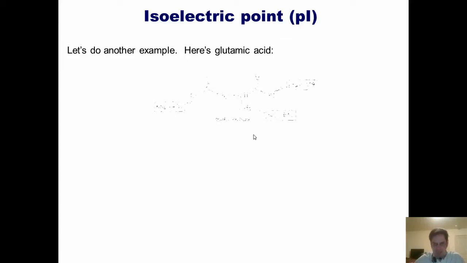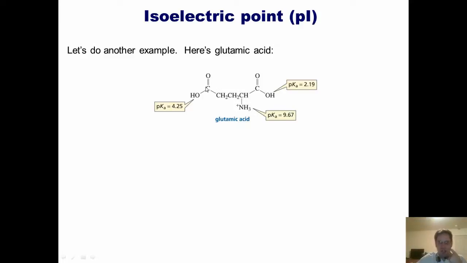Here's glutamic acid. Once again, I ask the question, which two ionizable groups have the same charge as each other? Once again, I'm looking at the two OHs here and the NH3+. Those are the ionizable groups. In this case, I only have one NH3+, and I've got two OHs. So the NH3+ here is the odd man out. So for glutamic acid, we calculate the isoelectric point by taking the average pKa values of the two OH groups, and we ignore the NH3+.